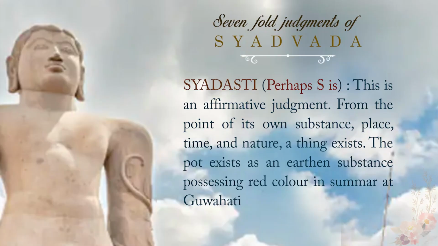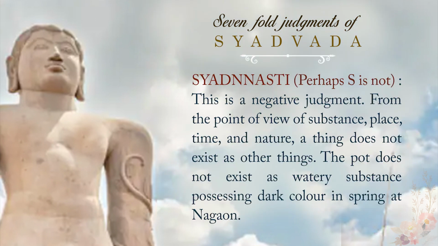Now we can explain the sevenfold judgment of Syadvada. Syad Asti. This is an affirmative judgment. From the point of view of its own substance, place, time, and nature, a thing exists. The pot exists as an earthen substance, possessing red color in summer at Guwahati.